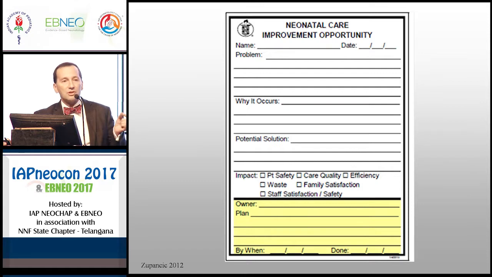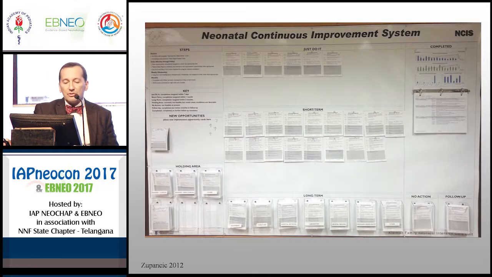It includes a brief description of the problem. It asks the person completing it, the staff person, why he or she thinks this is occurring, and also asks them to suggest potential improvements, and then to tell us why they think this is a priority. Is it patient safety, care quality, efficiency, waste, something to do with satisfaction of our families, or something to do with making staff lives easier? And then what people are asked to do is to tack it up, as I said, on a board here.